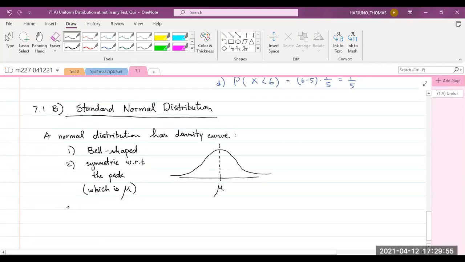Third, the area under the curve is 1. Okay, now that's all I want to say for now for a normal distribution. Our textbook puts more detail about what they call standard deviation.